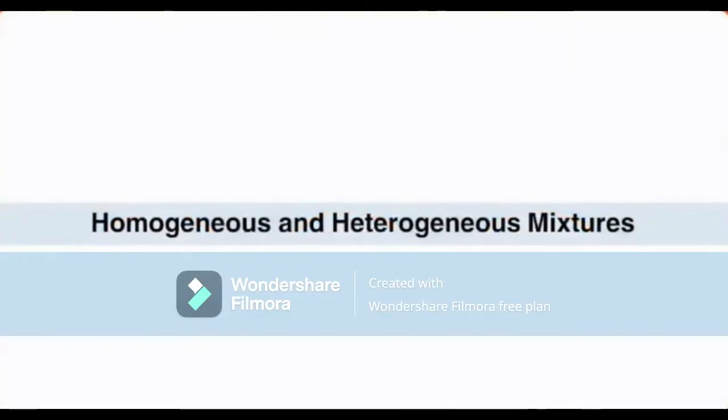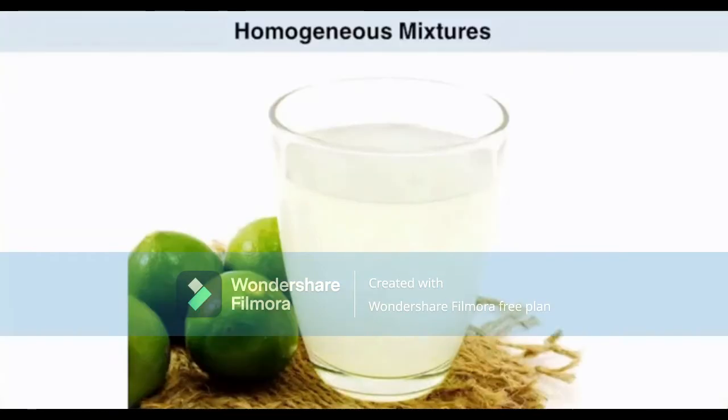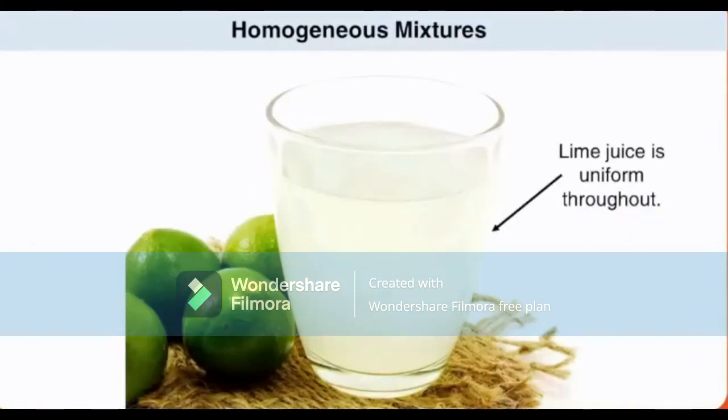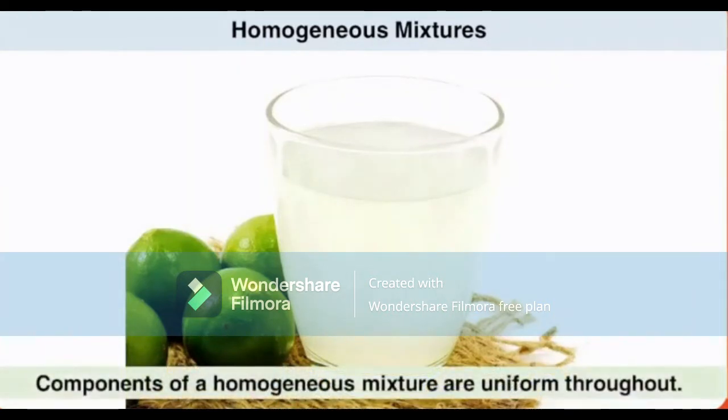Homogeneous and heterogeneous mixtures. Mixtures in which the components are uniform are known as homogeneous mixtures. What does this mean? It means if you take a spoon of lime juice from the top or bottom of the glass, you will always get the same juice with the same taste. The taste remains uniform throughout the juice. Hence, we can say that the components of a homogeneous mixture are uniform throughout.